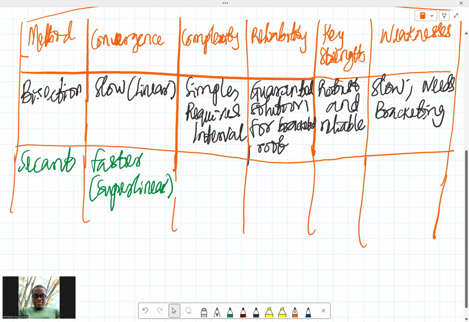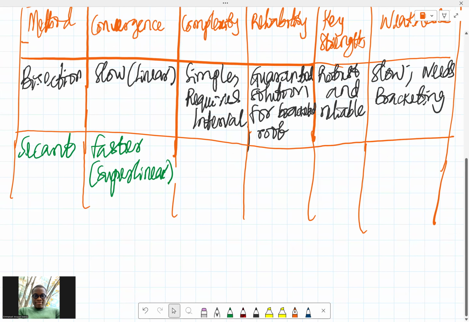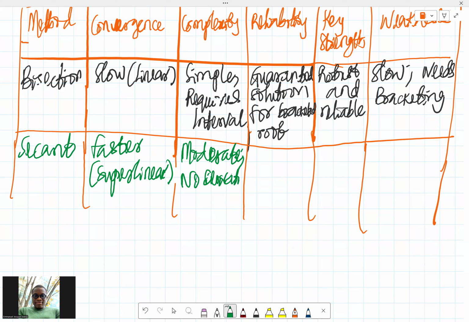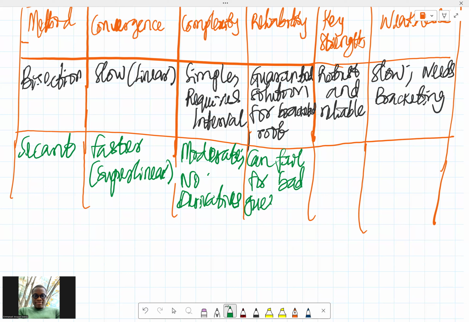Talking about the complexity, it is moderate, with no derivatives. Bisection does not require derivatives too, although the secant method tries to approximate the derivative somehow. Then talking about reliability, it can fail for bad guesses. If you guess wrongly, you may not get your answer, so you have to guess right.